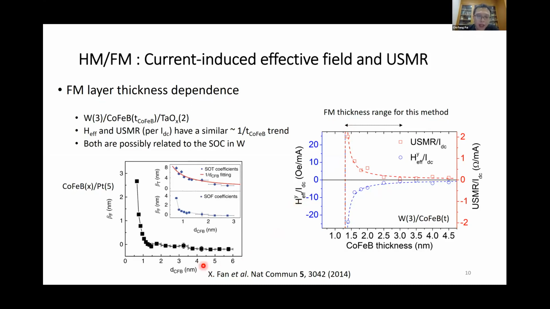In fact, Professor Feng worked on this in the very early days of spin-orbit torque development. Back in 2014, he already observed this kind of trend in the platinum/cobalt-iron-boron system. And only when the cobalt-iron-boron layer is thin, say thinner than 1.5 nanometers, do we see this kind of spin-orbit field. So over here, I call it just the effective field, or the spin Hall field, but I believe it is similar to what Professor Feng proposed back in 2014.